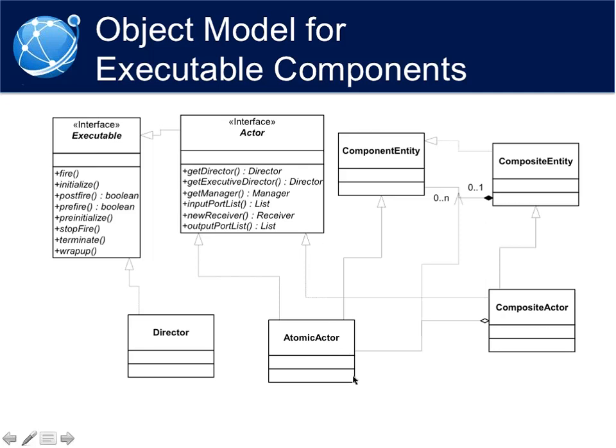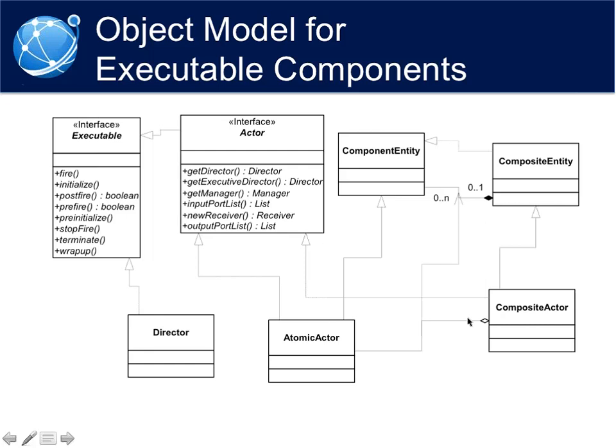So composite actors themselves contain an interconnection of actors. Atomic actors are individual Java classes that implement some piece of functionality. And I'm going to show you how to create atomic actors today.